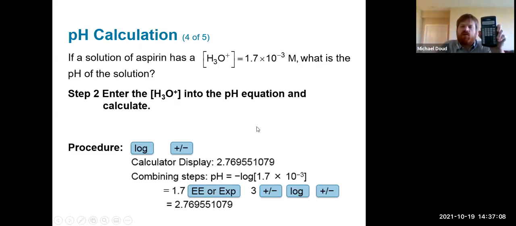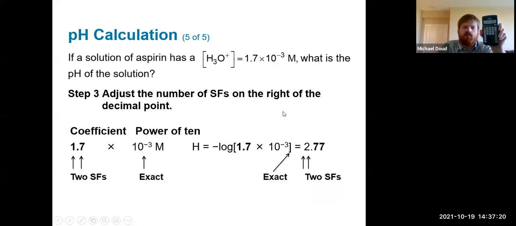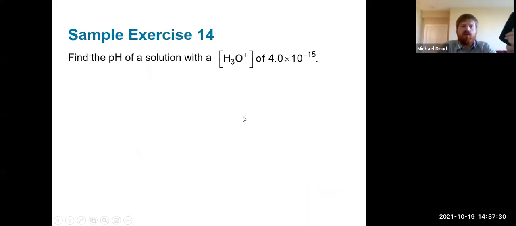Now we have to apply our significant figures rules. Because we have two significant figures in our concentration, we're going to have two decimal places here. So we have to round to the hundredths place, which should be 2.77 when we're all said and done. And sure enough, 2.77. Okay, so that's how we're going to calculate pH.